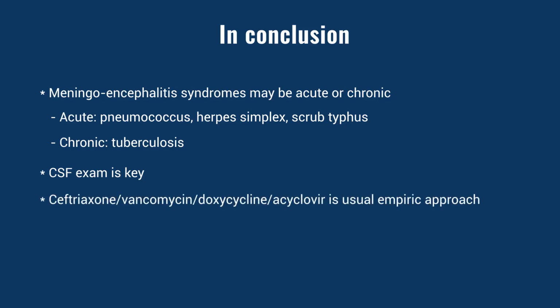The therapeutic approach towards these patients requires a combination of pneumococcal therapy with both ceftriaxone and vancomycin, with coverage for, say, scrub typhus with doxycycline, and an antiviral for herpes simplex with acyclovir. And when you get your CSF parameters, you narrow down your therapy and give the patient the appropriate agent based upon the diagnosis.